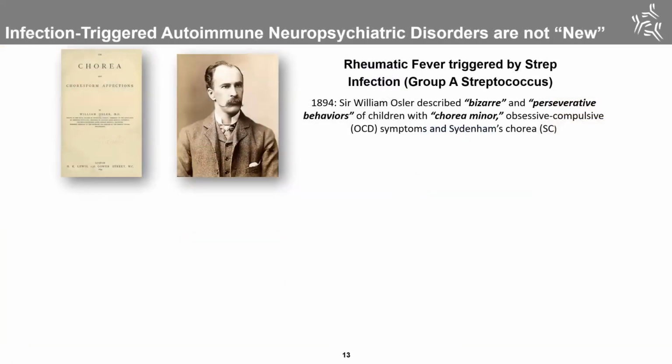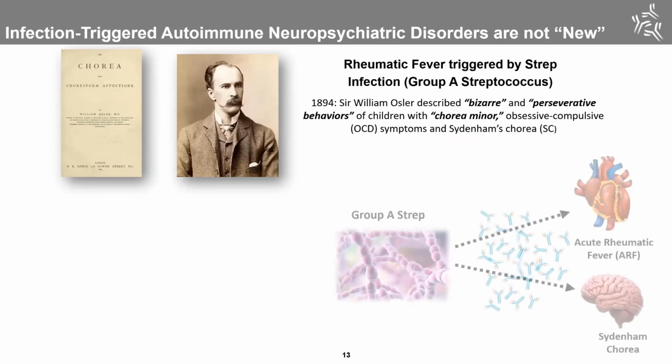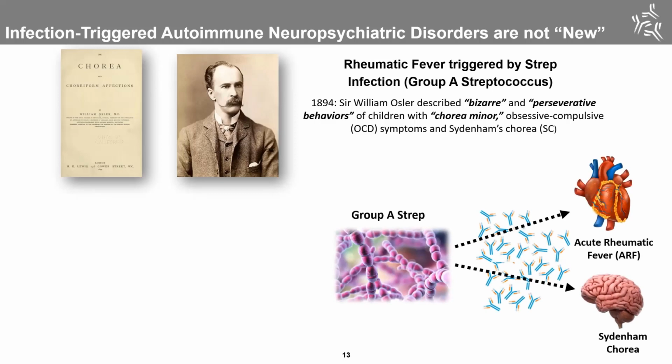So history itself is important. It helps us understand medical models. These infection-triggered autoimmune neuropsychiatric disorders are not new. In fact, they're very old, back to the 1800s and even the 1600s with Thomas Sydenham. There were described by Sir William Osler these bizarre and precipitous behaviors in children. He called them chorea minor, and also the symptoms of Sydenham chorea. The causative agent is group A streptococci.